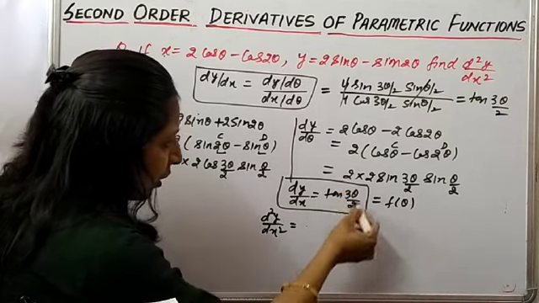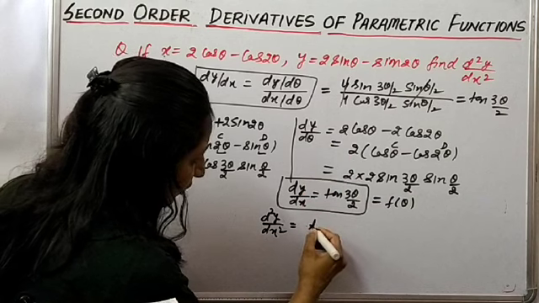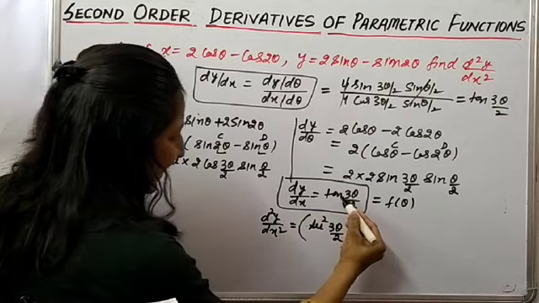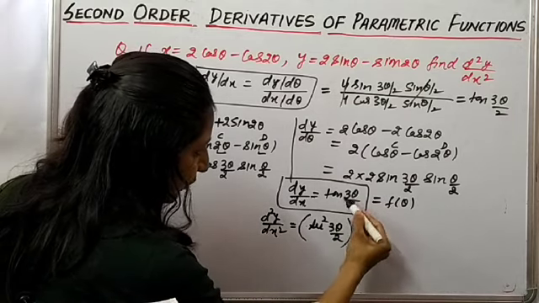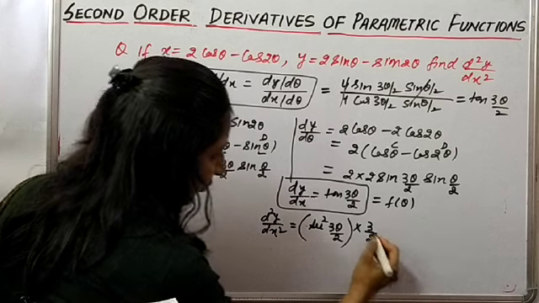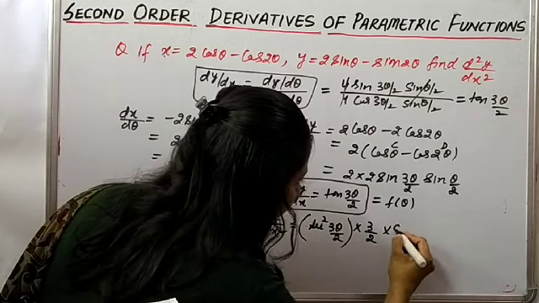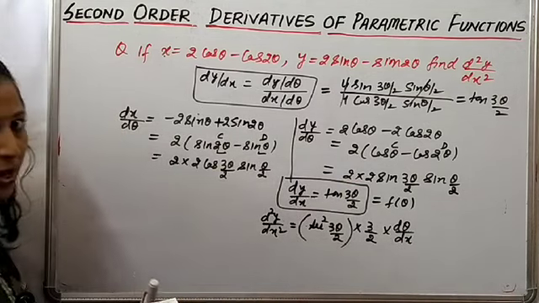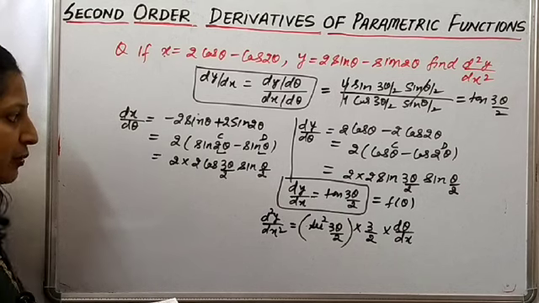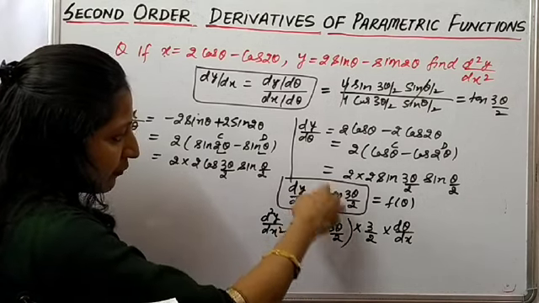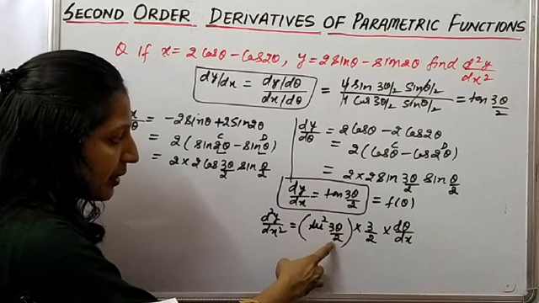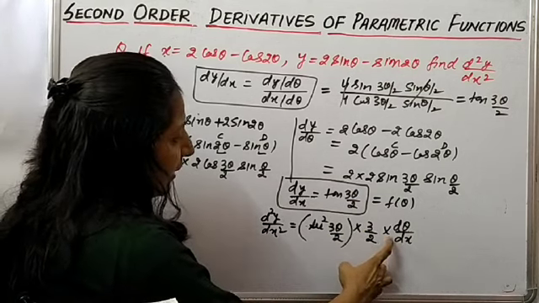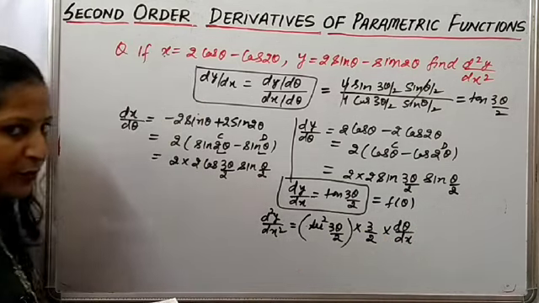and then multiply by the derivative of theta with respect to x. So first of all, the derivative of tangent 3 theta by 2 is secant square 3 theta by 2 into the derivative of 3 theta by 2, which is 3 by 2, right? And then multiply by the derivative of theta with respect to x. Firstly we differentiate with respect to theta, because dy by dx is a function of theta.